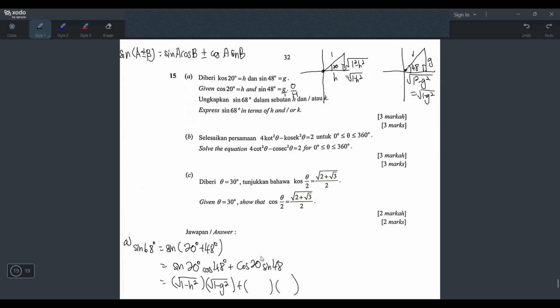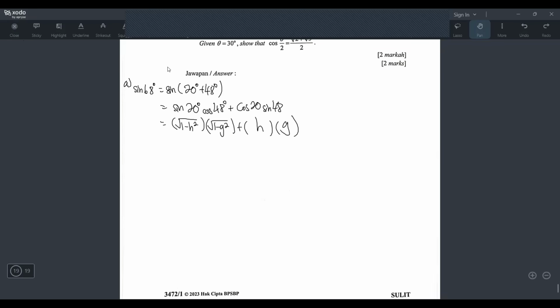And then what about cos 20? Cos 20, you can copy from here, H. And then what about sine 48? Copy from here also, G, right? Of course, if you want to refer to the diagram also can, you will get the same. If you don't believe me, look, cos 20 is adjacent over hypotenuse, right? So it's H over 1, which is H. And sine 48 is opposite over hypotenuse, so it's G over 1, which is G, right? So this is how you do it.